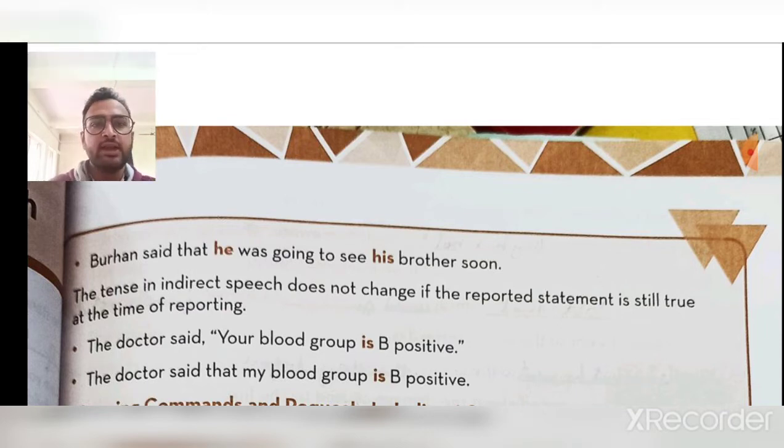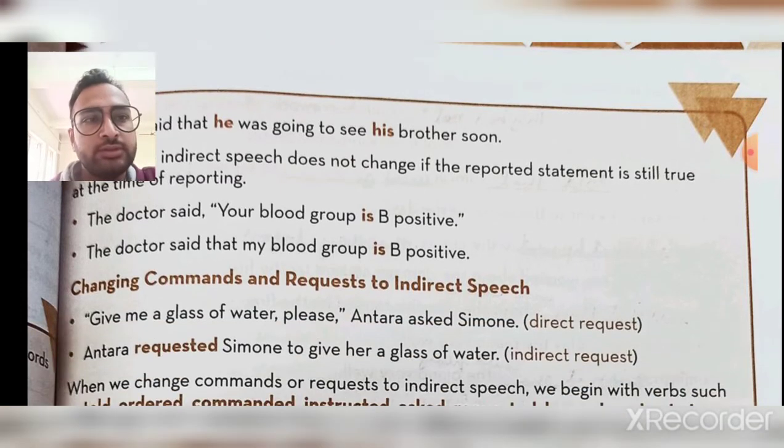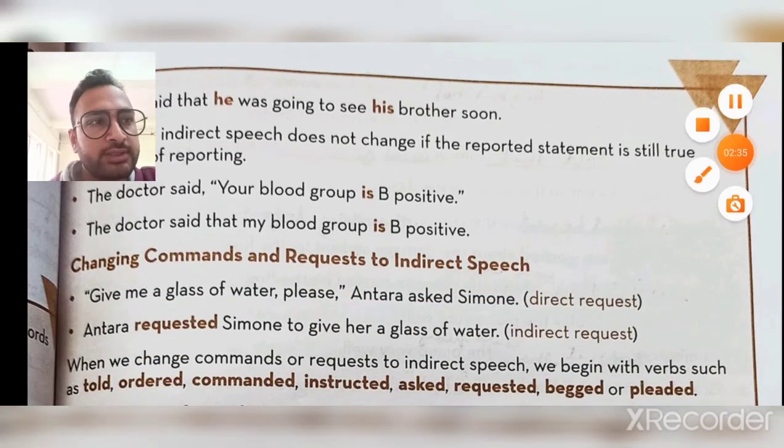The tense in indirect speech does not change if the reported statement is still true at the time of reporting. Please be careful with this. The doctor said, your blood group is B positive. The doctor said that my blood group is B positive, because the blood group is still B positive at the time when he is telling it to someone else. So it is not changing.